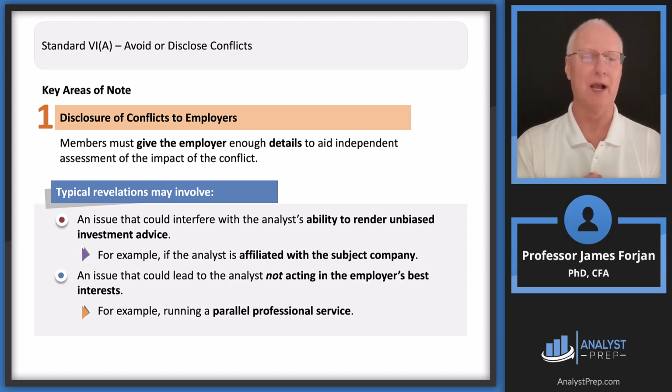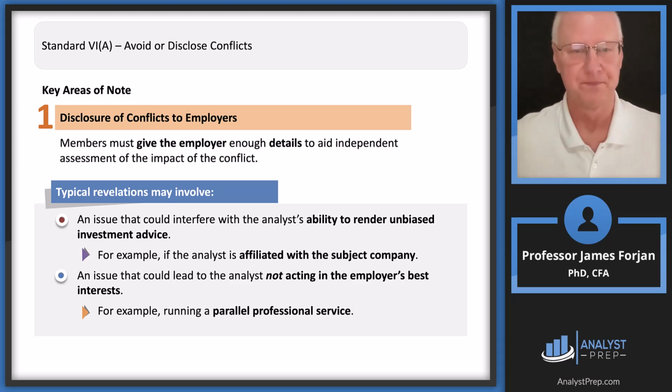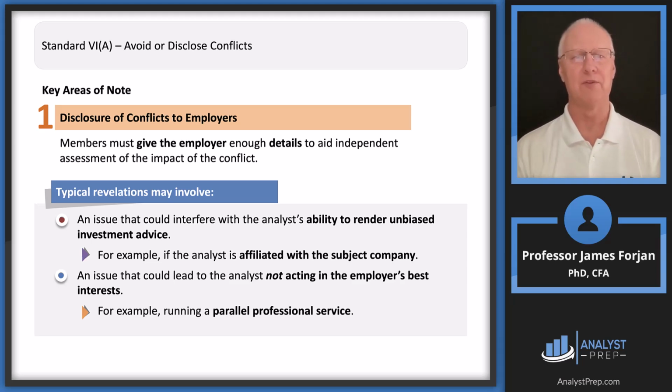Well, I've said this before, if there's ever any confusion, just go to the compliance department and say, hey, this is what I'm doing. Do I need to formally disclose this? Just make people aware. You don't want to hide anything, right? You don't want to open up the peach basket and see some rats or dirt or spiders or whatever else that you're afraid of. What's the problem here? Ability to render unbiased investment advice, parallel professional service, affiliated with a subject company. Of course, this is directed to the employer, in the employer's best interest.